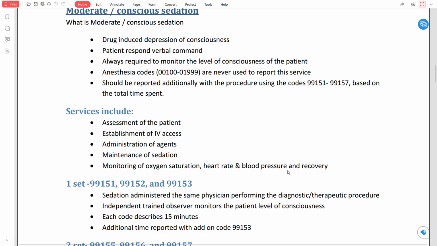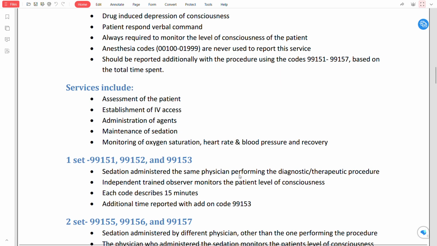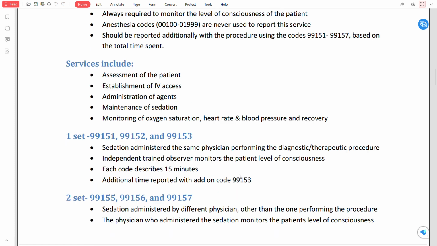Let us discuss more about 99151 to 99157. Okay, first is services related to moderate or conscious sedation. First one, assessment of the patient. Second one, establishment of IV access. Third one, administration of agent. Fourth one, maintenance of sedation. Last one, monitoring of oxygen saturation, heart rate, and blood pressure and recovery. Okay, this is completely related to MAC.